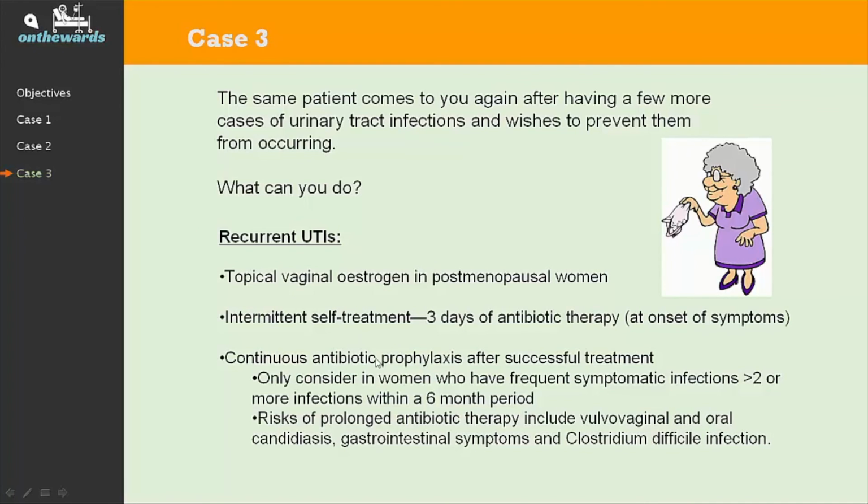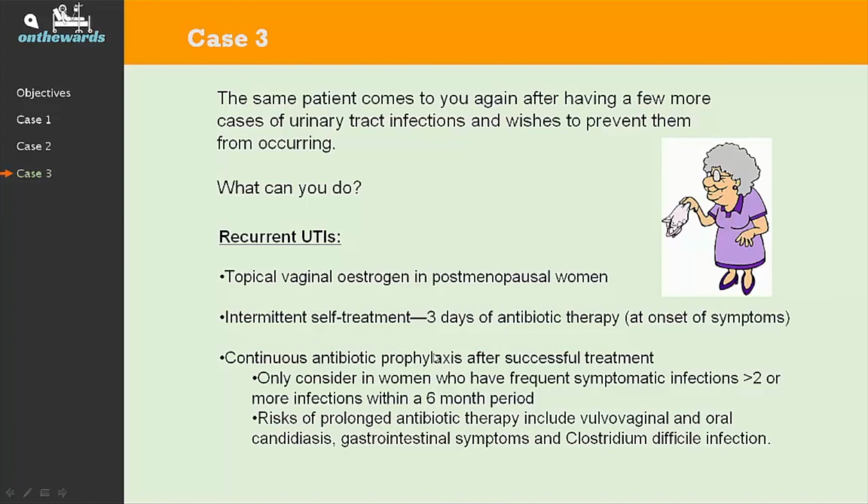So first thing you can use is topical vaginal estrogen in postmenopausal women, and it has been shown to be effective in preventing recurrent urinary tract infections. You can do what's called intermittent self-treatment, which is giving a patient a script of 3 days of antibiotic therapy and telling them to commence it when they start getting symptomatic of a urinary tract infection, and if the symptoms don't resolve, to go and seek some medical advice.